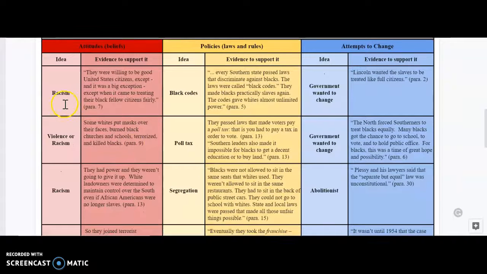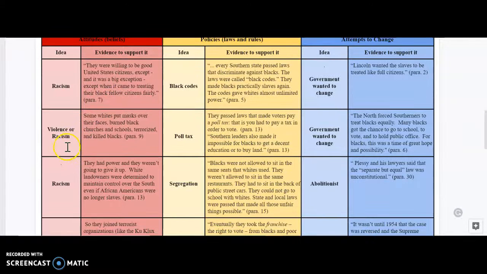In text 2, we also saw racism. We found that in paragraph 7. We saw several instances of violence, which I categorize as violence or racism. It is up to you which one you want to write about it as, but I want you to know that it can be both. All right? So if you'd like to use it as an example of racism, fine. If you would like to use it as an example of violence, also fine, because we understand that they are being violent because they are racist.